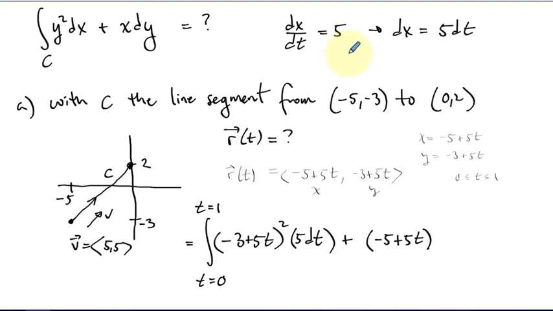So how do we get the differential in y? Well, just like I did before, I'll do the derivative of y with respect to t. The derivative of y with respect to t, well, that's actually also 5. So the differential in y with respect to t is 5 dt. So there's another 5 dt.